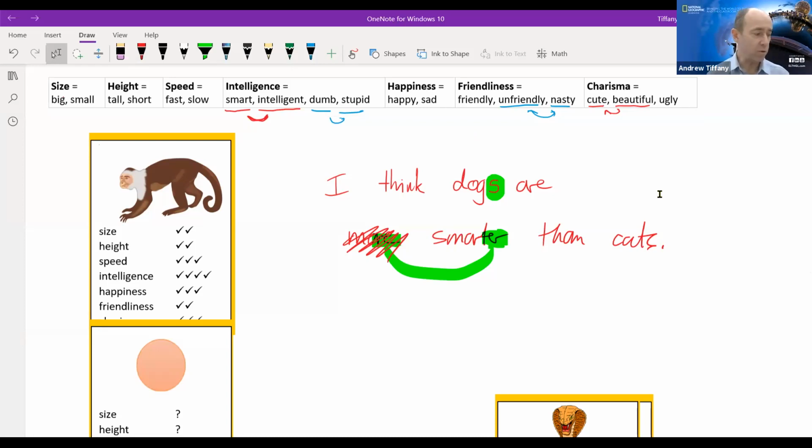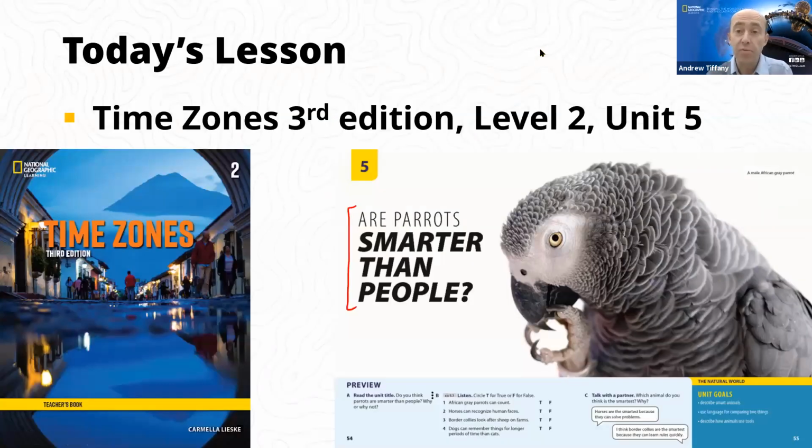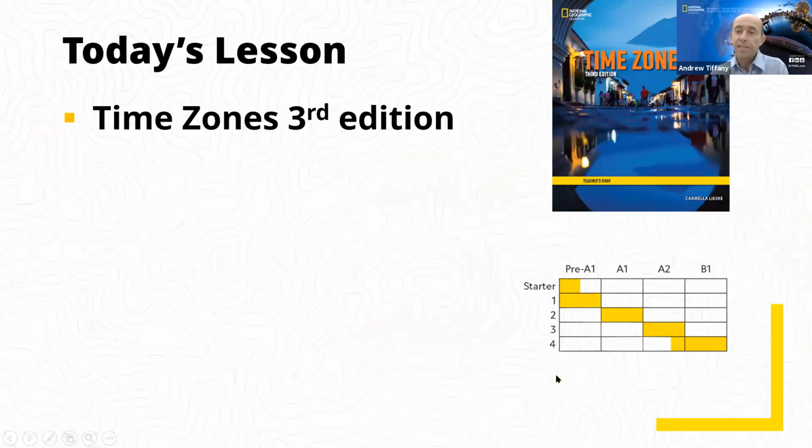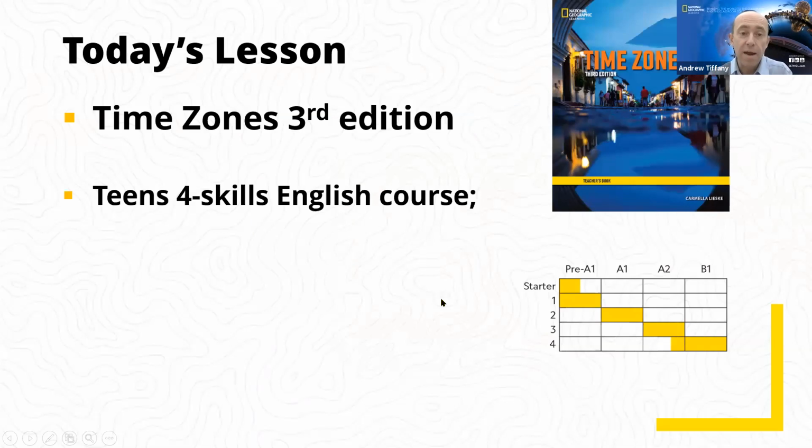So I think that's about all we've got time for today, but I hope that was useful. Hope that was interesting. I'm going to switch back to here, where we were talking about the material we were using today. So if I just go down here, today we were talking about time zones. It's the 3rd edition of this program. It's a teens 4 skills English course.